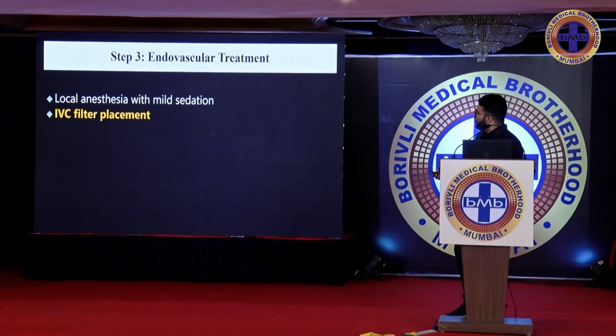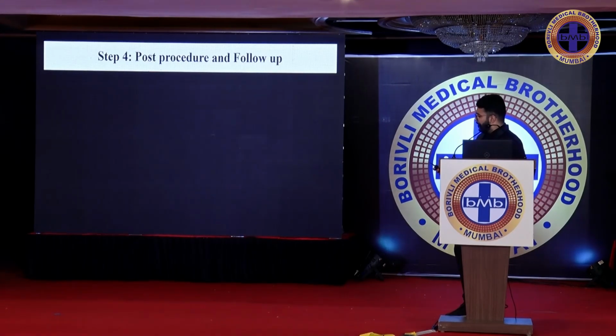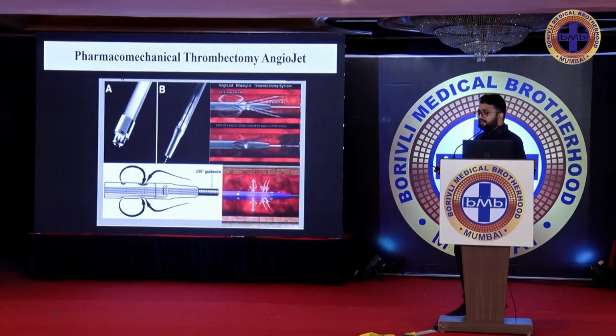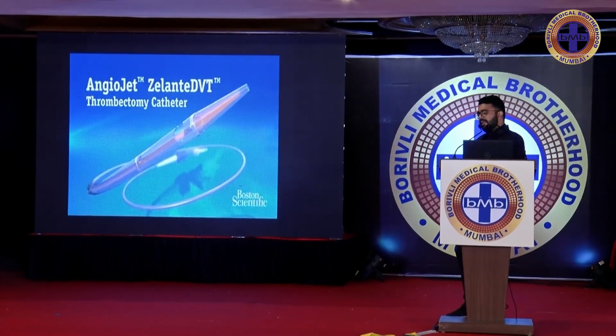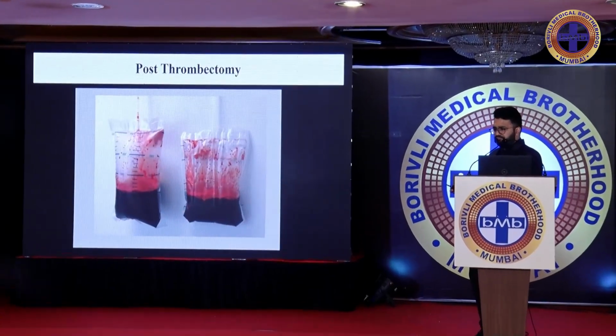And then the third would be the endovascular treatment itself. Whenever we decide to take a patient up for endovascular treatment, first we start with an IVC filter placement. After the IVC filter placement, we go ahead with a pharmacomechanical thrombectomy. How is that done? So we have something called the AngioJet device, wherein we go in with this catheter. I'll just show you the video on the next slide.